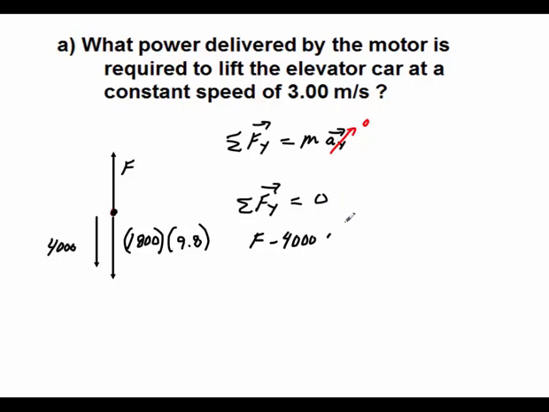Go back a little. Oops, hang on, let me just erase that then. Minus 1,800 times 9.8 is equal to 0. We will get F equal to 21,640 newtons.